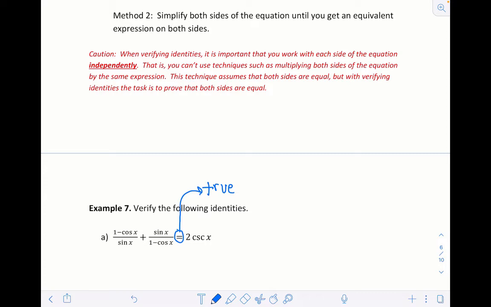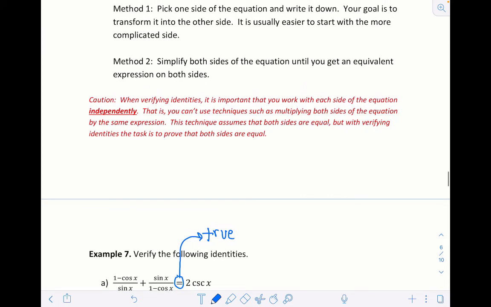And that means that if we did have an algebra equation that was equal, we could do things like add a number to both sides of the equation, so work with both sides at the same time. But because we're trying to show that the equal sign is true, we can't do that in verifying identities types of problems. So what we can do to show that it's true is one of these two methods. Method one is you just pick one side of the equation and only work with that one side until you can show that it equals the exact same thing as what's on the other side of the equation. That's method one.